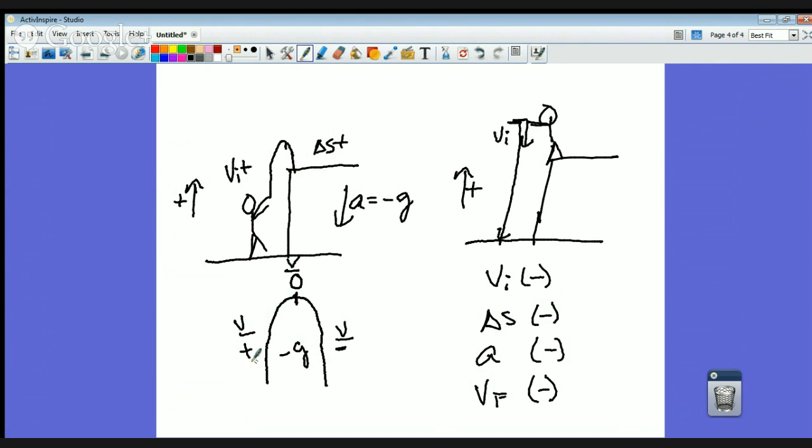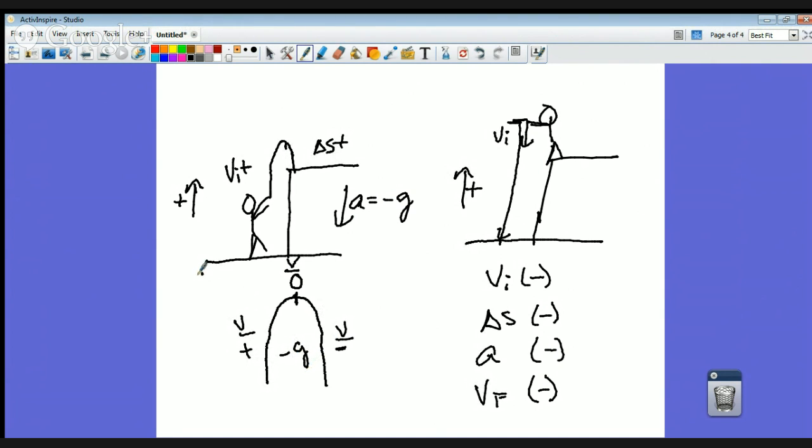So on the left side over here where it's on the way up, we've got a positive velocity and a negative acceleration, so it slows down and eventually it stops. And then we're going to start going the other way, so the velocity is negative, since we said down is negative, and we've got a negative acceleration, so we're speeding up.